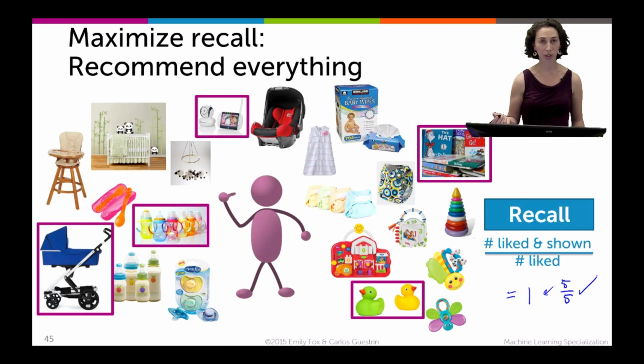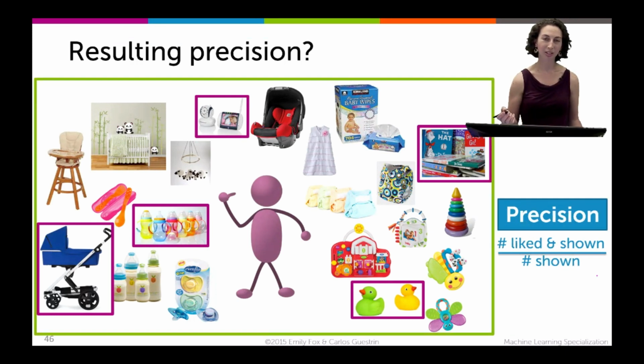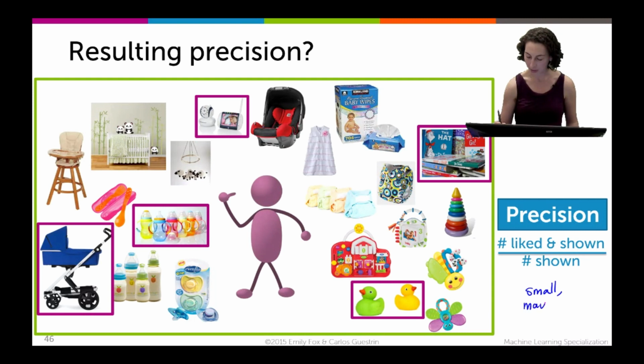But what's the resulting precision of doing this? Well, it can actually be arbitrarily small, because if you have tons and tons of products out there, and if I like only a very, very small number of them, then if you recommend everything, I'm going to have very small precision. So let's just say this is small and maybe very small. So that's not really a great strategy.